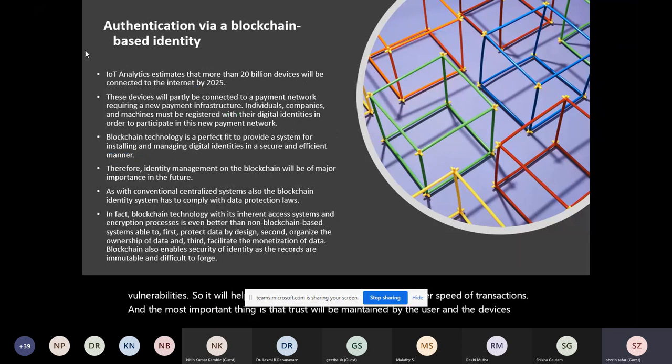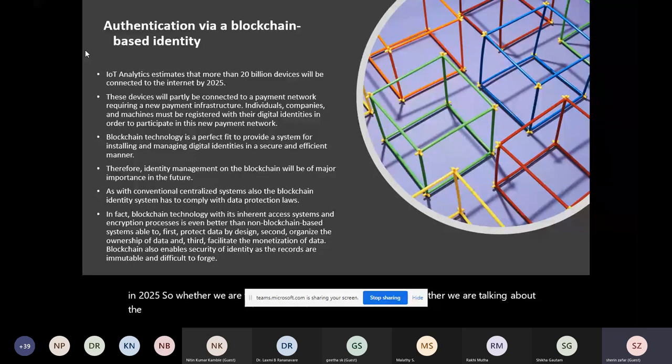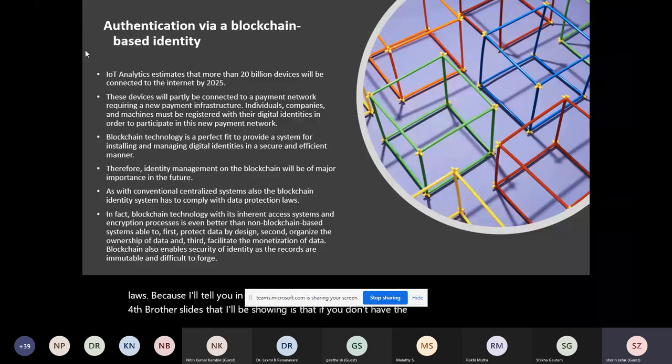Also talking about authentication, as specified, around 20 billion devices will be connected to the internet in 2025. So whether we are talking about payment networks or digital identities, all of these need to be secured, and they need data protection laws. As I'll show in further slides, if you don't have the correct blockchain-based rules or laws, then blockchain can be a big blunder. If you are not testing your smart contract in an effective manner, or not developing good rules based on the blockchain application, then blockchain could be a big blunder.